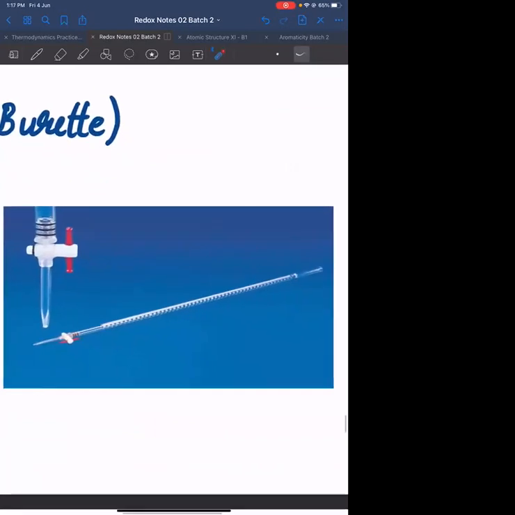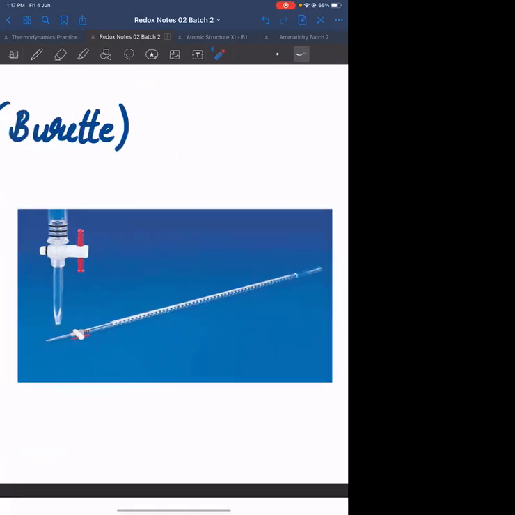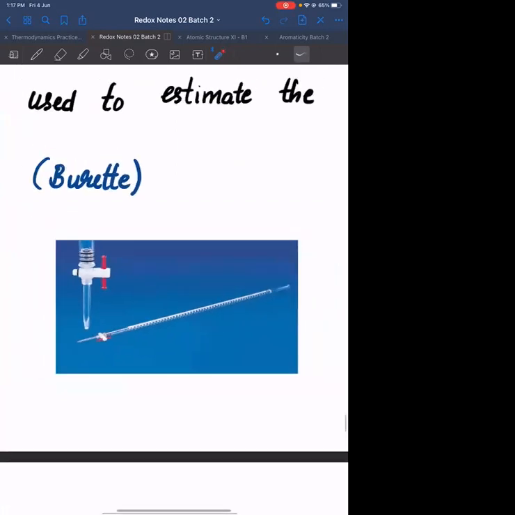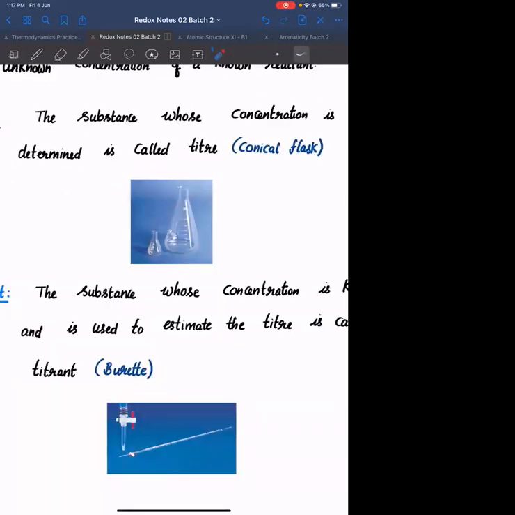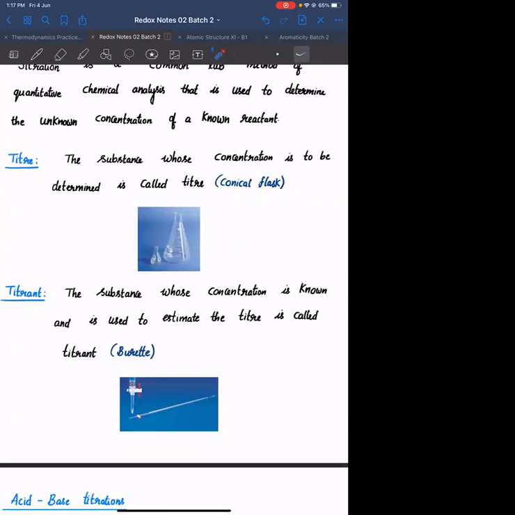आपने अपने 10th class में पढ़ा ही होगा burette. We will be filling the substance whose concentration is known inside this particular burette, and we will be introducing this known substance inside this conical flask dropwise. Okay, end point of titration का मतलब क्या होगा? When the equivalence of this titrant equals the equivalence of this titer, that is called as end point.